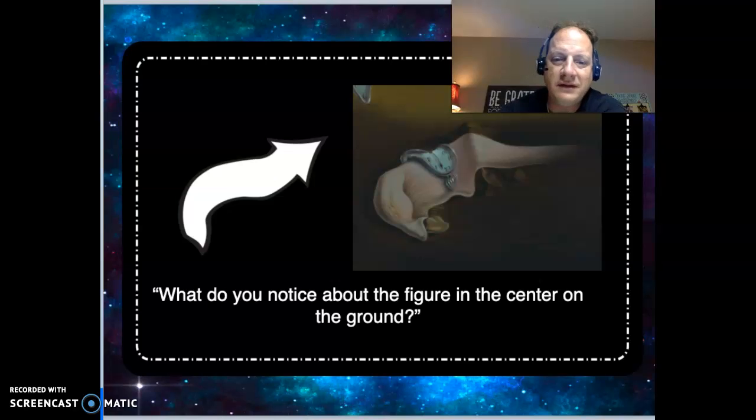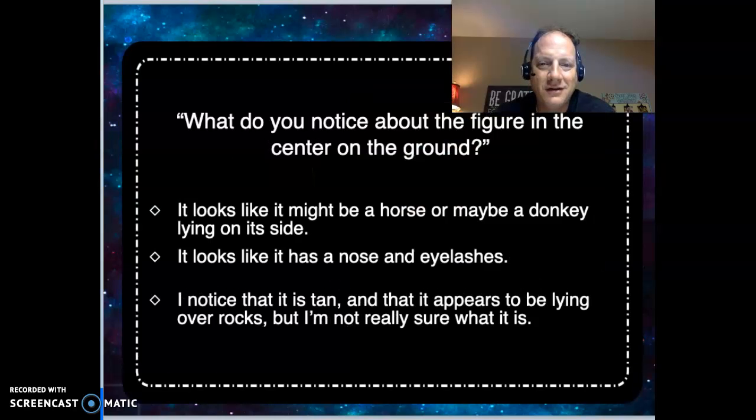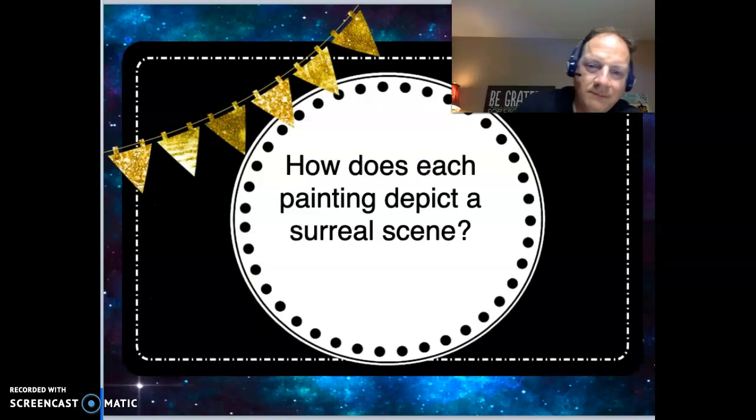Now, what do you notice about the figure in the center of the ground? We've talked about that one before. All right. So what do you notice about that figure? It looks like it might be a horse or maybe a donkey lying on its side. It looks like it has a nose and eyelashes. I notice that it's tan and that it would appear to be lying over rocks, but I'm really not sure what it is yet. Okay?